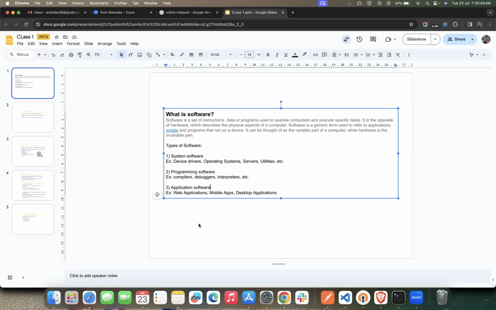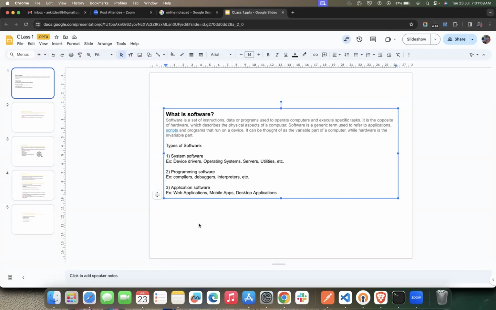An example of system software would be Windows, Mac, the software that is present in your microwave. That is an example of a system software that interacts with the hardware directly. There is no medium or intermediary between them. That's what system software is.